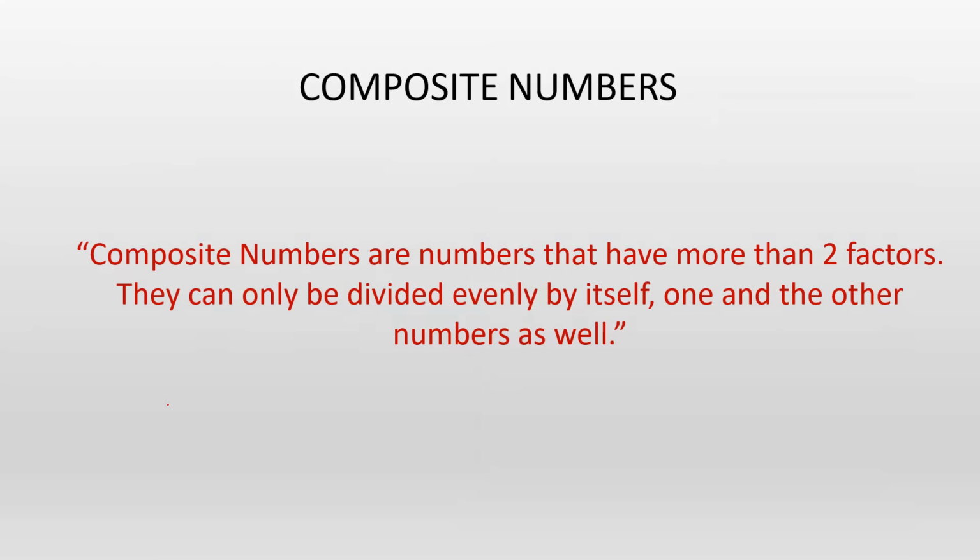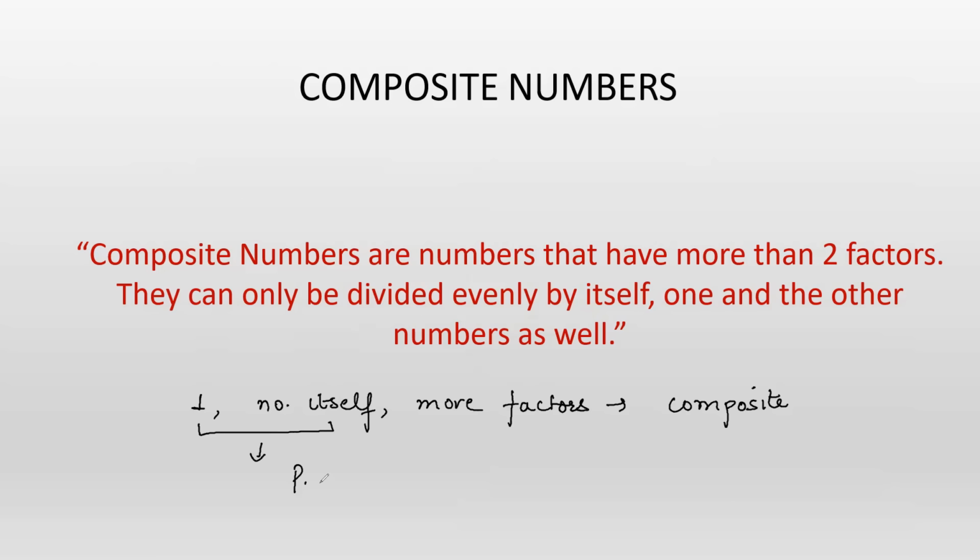Now, if we take an example of any number, then it will always have one as a factor and the number itself as a factor. If it has more factors than these two, then such numbers are called composite numbers. Whereas the numbers with 1 and the number itself as factors are called prime numbers.